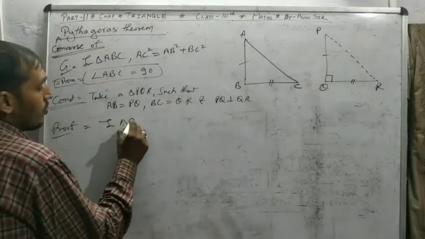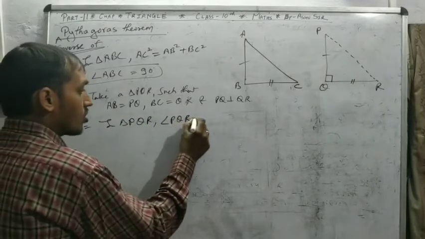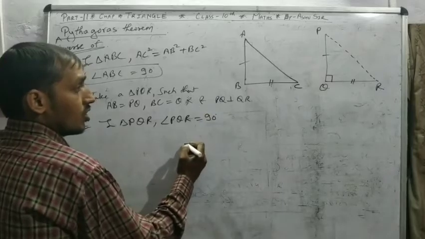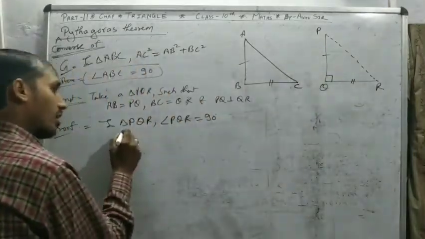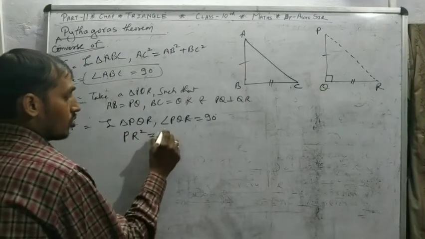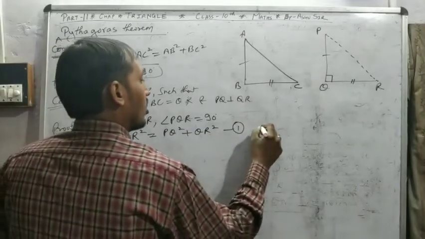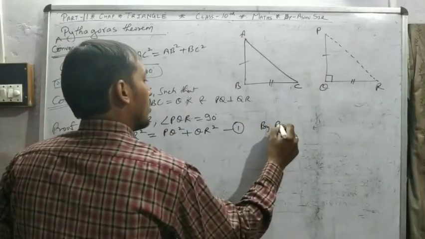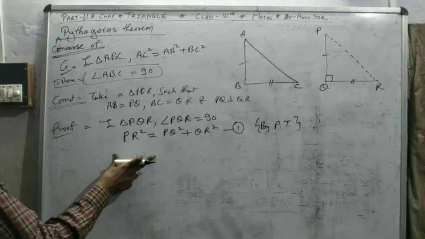In triangle PQR, angle PQR is equal to 90. So in the previous theorem, angle 90, so opposite of 90, that is PR, the longest side, its square is equal to the sum of the squares of the remaining sides by Pythagoras theorem. It is given.